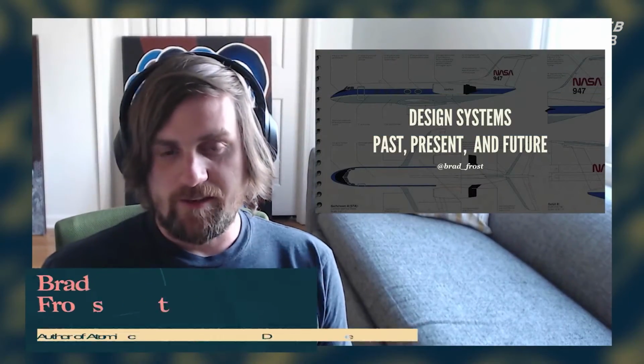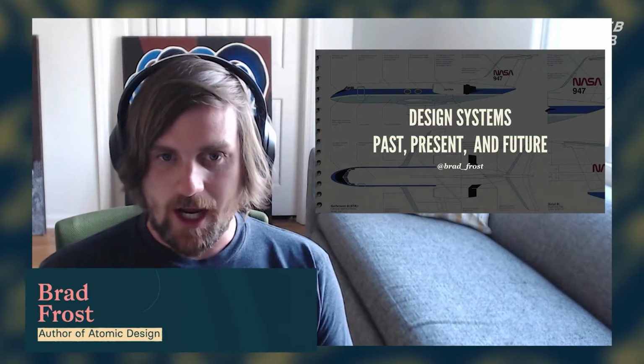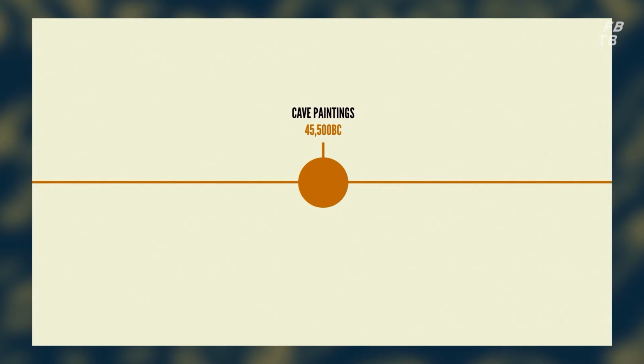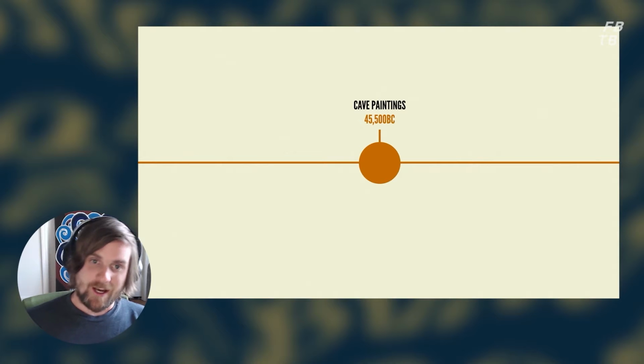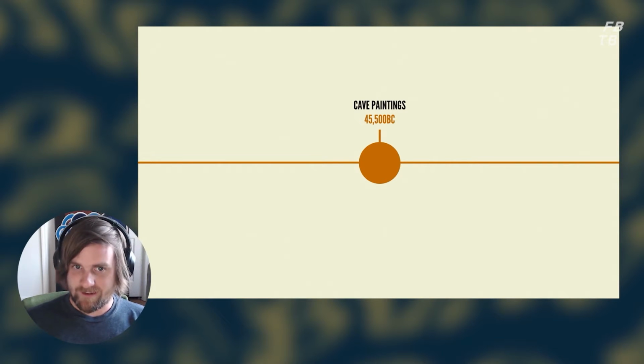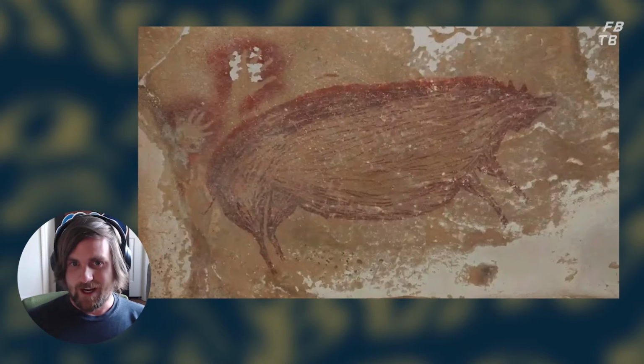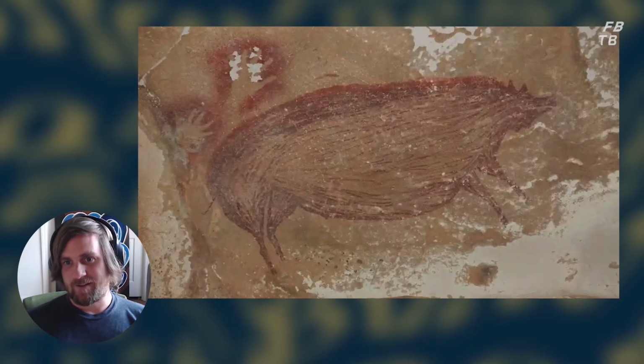Hey everybody, this is Brad Frost, and we're going to be talking about the past, present, and future of design systems. So we're going to begin our journey going all the way back in prehistory. Human beings have been communicating with one another visually for at least the last 50,000 years or so, as shown by these cave paintings found in Indonesia. And we've been growing more sophisticated and more advanced and more varied in our communication ever since.